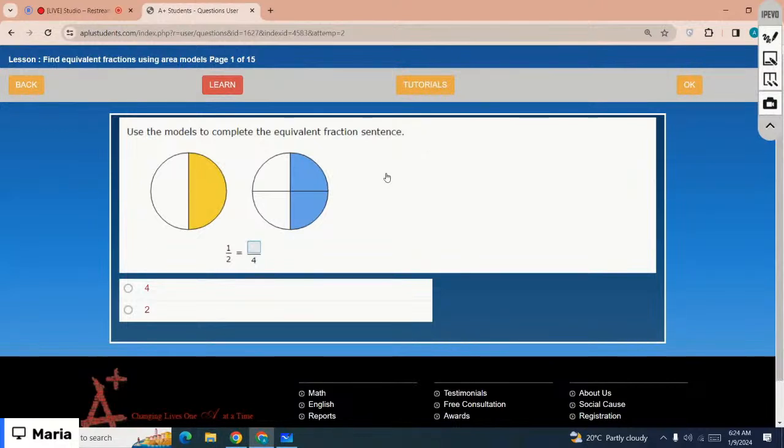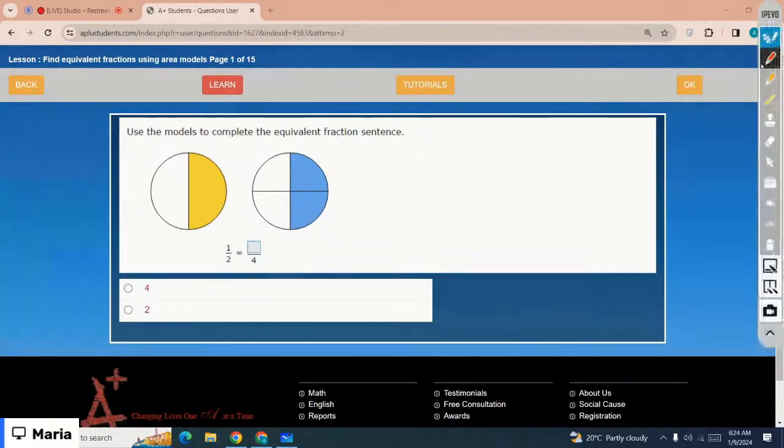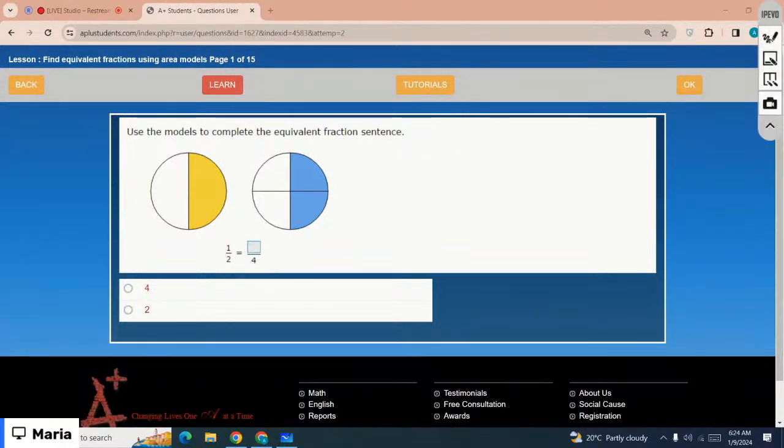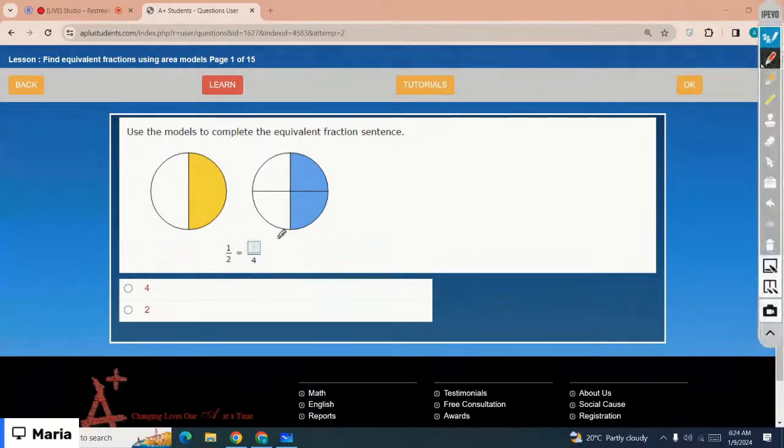Like here in this one, you have just two portions, right? And one of them is colored. So one out of two is colored, right? And the second one has four portions and two of them are colored. That means one out of two and two out of four, they both are exactly equivalent fractions, right? The correct option is two out of four because they have the same portion colored.